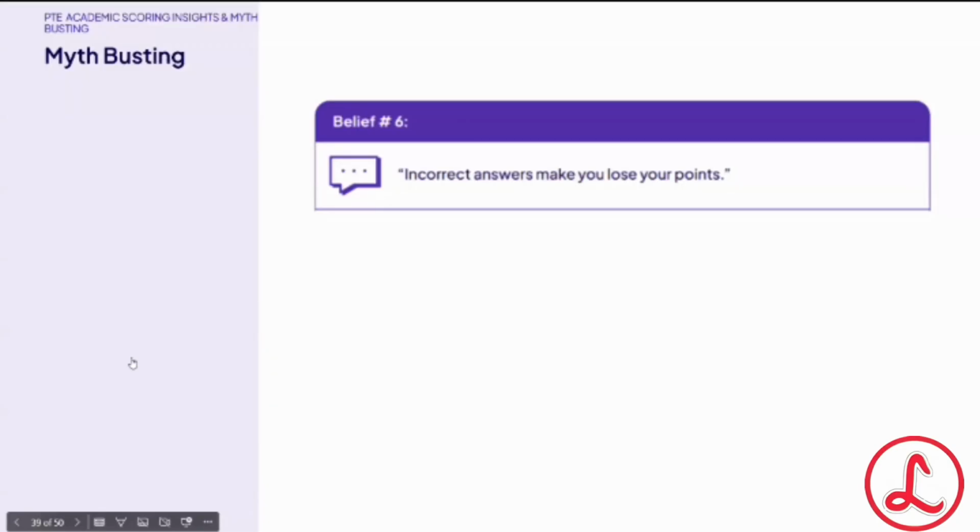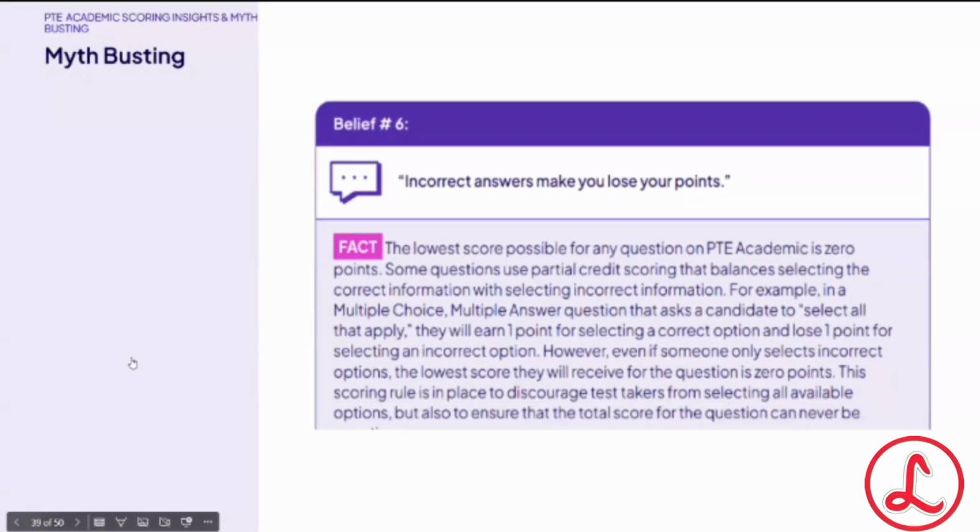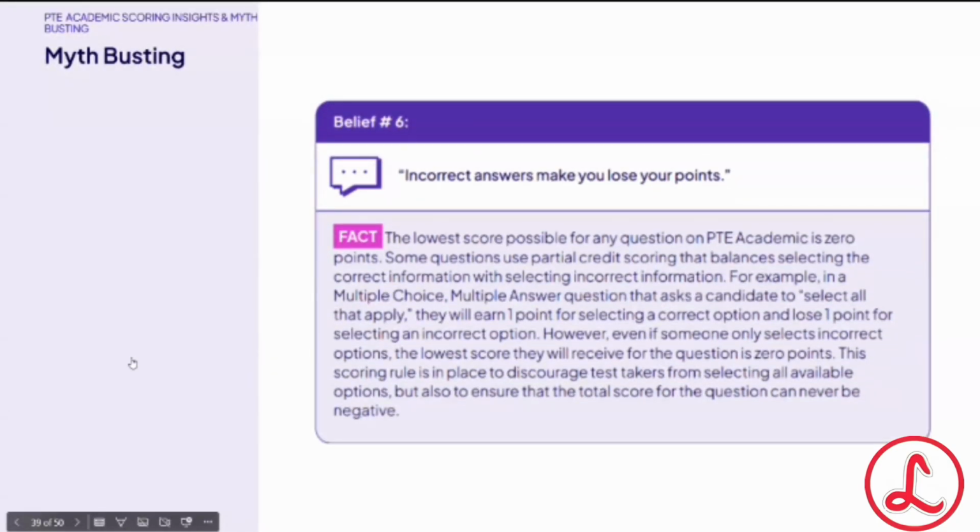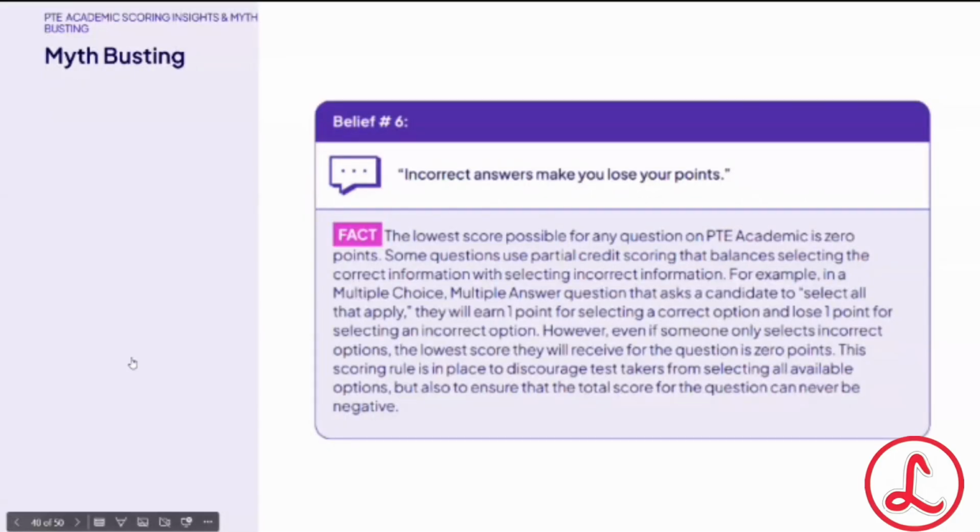So yeah, I think it's a tricky one to answer a little bit because I framed it as a yes or no question, but it's kind of not a yes or no question. So it's true that when you're doing questions like a multiple answer, multiple choice question, where you're asked to select all that apply, you get 1 point for selecting a correct option and you lose a point for selecting an incorrect option. That's true. But the caveat is you can never score lower than 0.